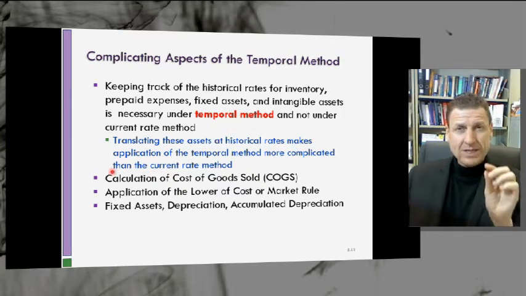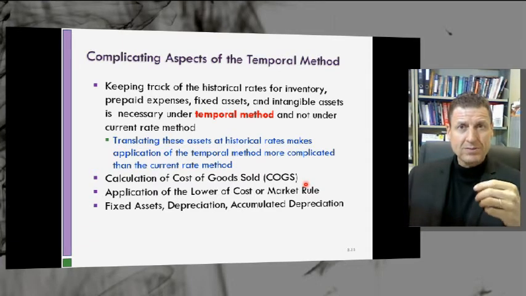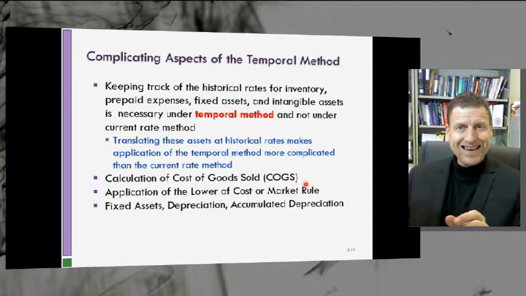What else is complicated with the temporal method? There's a calculation of cost of goods sold. This is very tricky. Why? Because beginning inventory is going to be at a historical rate. Then you've got purchases during the period. It's going to be an average rate that reflects the nature of the purchases during the period. And then there's ending inventory that needs to reflect the latest exchange rate or a particular exchange rate for that ending inventory. So there are different exchange rates for the different parts of cost of goods sold: beginning inventory, purchases, and ending inventory. So it becomes a little bit more complicated under the temporal method. You don't have to do that under the current rate method.